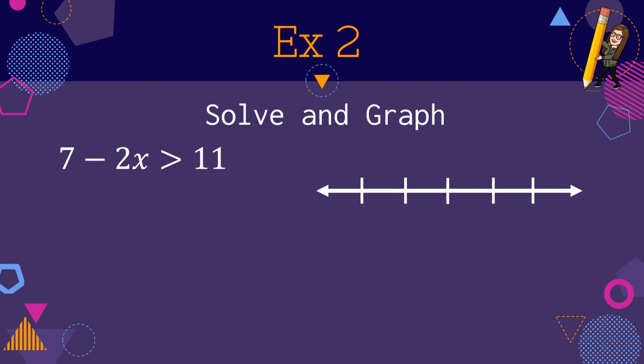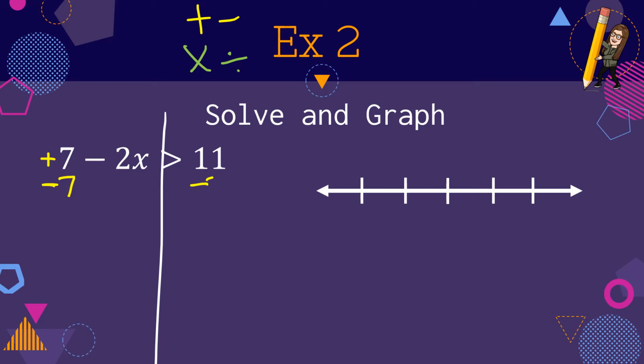Let's try another one. Line down the inequality symbol. And again, at any moment, if you need to pause a video, write down, re-listen, please do so. We want to start by undoing any addition or subtraction followed by multiplication or division. Well, let's look at my problem here. This is a positive 7. Instead of positive 7, be careful, I'm going to subtract 7 from both sides.